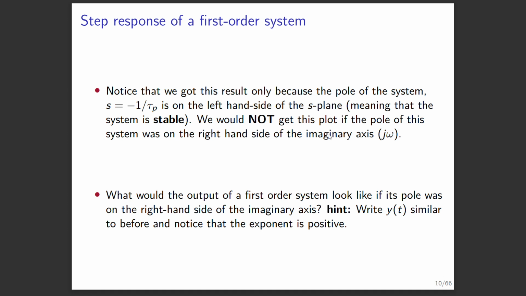Notice that we got this result only because the pole of the system, which was -1 divided by tau, is on the left-hand side of the S-plane, meaning that our system is stable. If we had a first-order system, but the pole was positive, meaning that your system was unstable, that wouldn't be the case. I would also not get this plot if the pole was on the imaginary axis. We're going to see it in the next few slides. We're going to see what that means.